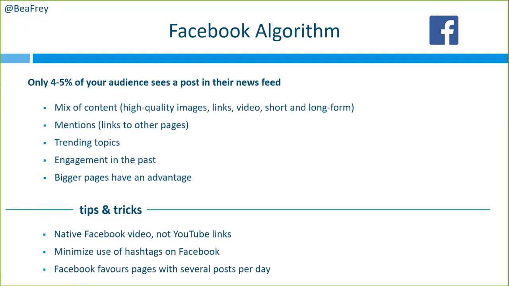And nobody knows what plays into the algorithm and what can make you rank higher, but there are certain recommendations that show that a mix of content is good, that mentioning other pages is favorable, tapping again into trending topics and existing conversations, and unfortunately also engagement in the past, which can be sort of a vicious cycle and where bigger pages have an advantage. So if you only post once a week, Facebook punishes you and makes your posts visible to even fewer people.